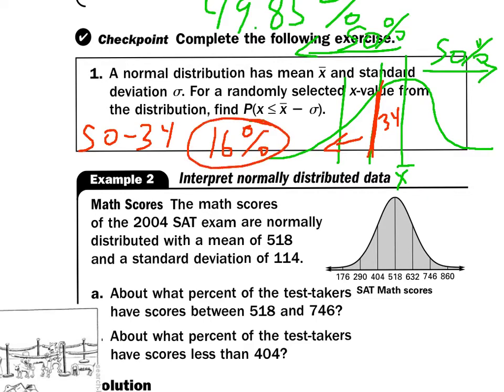Now, generally, we report those probabilities not in percentages, but in decimals. So instead of 16%, we're going to call it 0.16. All right?